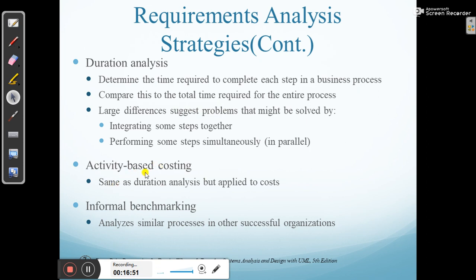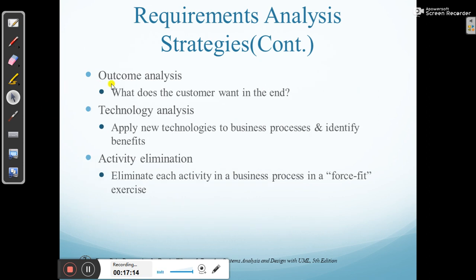Now we need to find out activity based costing also. Same as duration analysis, we need to find out the cost of your application. Informal benchmarking: analyze the similar processes in other successful organizations. So here you can see that you need to analyze the existing system, and analyze similar processes in other successful organizations. You need to analyze the outcome also. What does the customer want in the end? That is the question you need to find out.